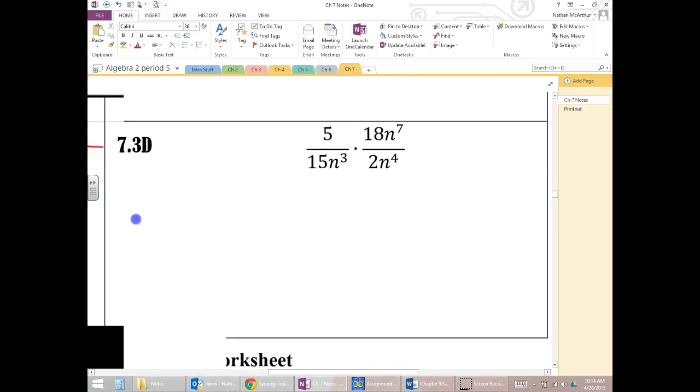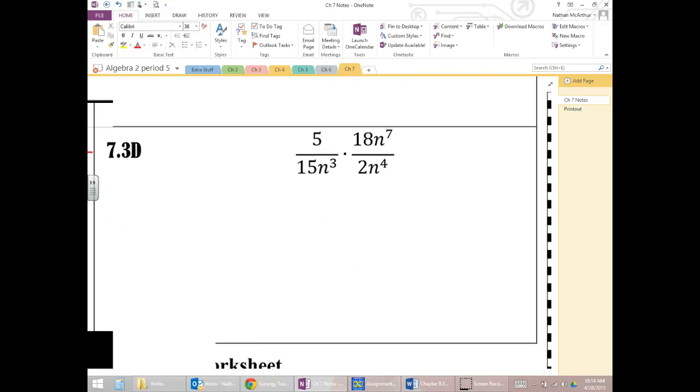Okay. Last example before the homework. Again, we're doing a multiplication of fractions. I times the top and I times the bottom. 5 times 18 is the same thing as 10 times 9, which is 90. N to the 7th. Question? Okay. Would you be able to reduce that before so you don't get those big numbers? Absolutely. If you want to, we can reduce first. 5 and 15 reduces to be 1 over 3n cubed. This would reduce down to be 9n to the 7th over n to the 4th.